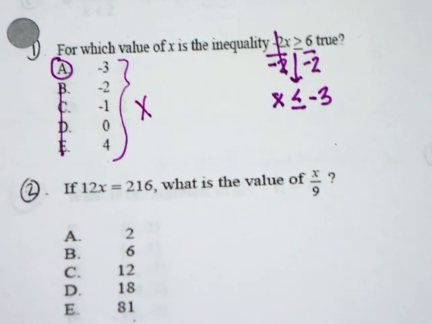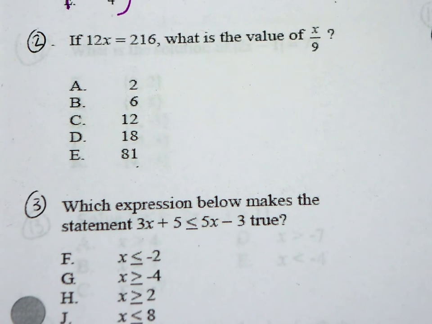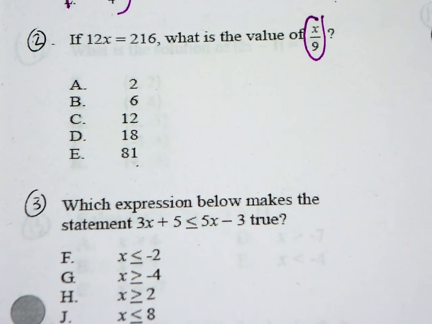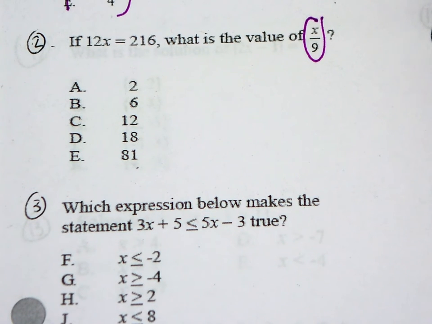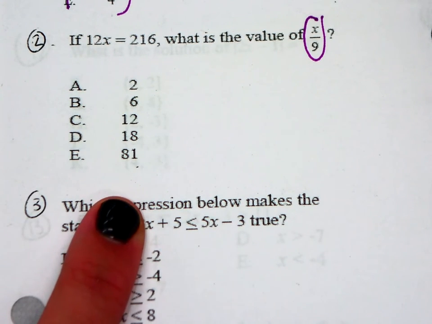All right, let's try number 2. So this one says, if 12x equals 216, what is the value of x over 9? This is a prime example of how the ACT asks you to do an extra step. So it wants you to solve for x, but then you have to use that information. And if you don't use that information, if you just solve for x, that answer choice is going to be located in one of these answers.